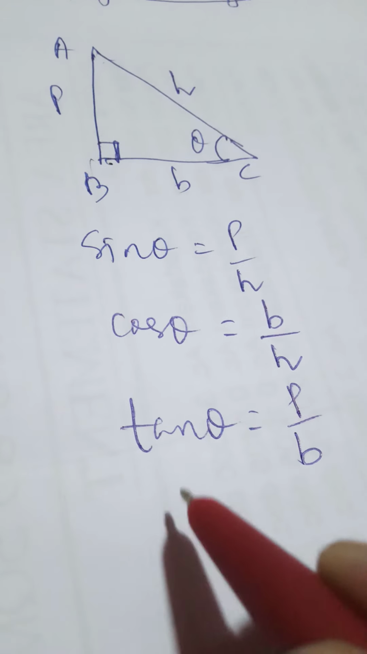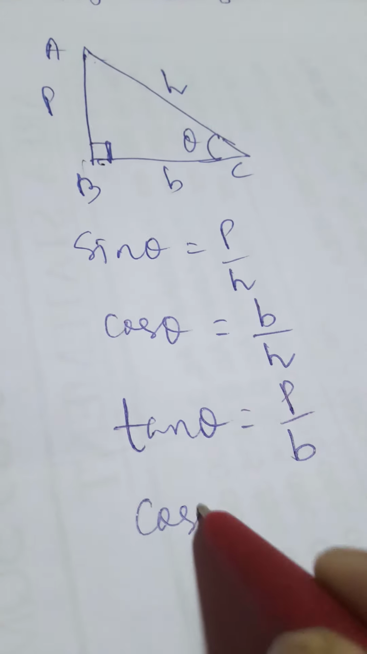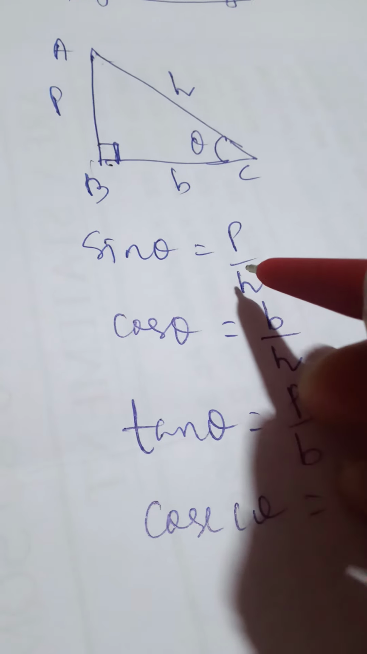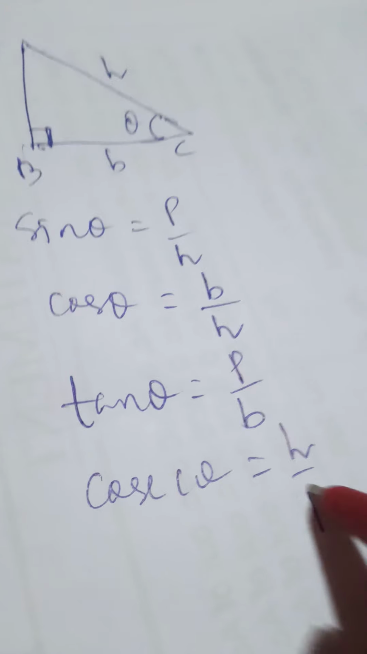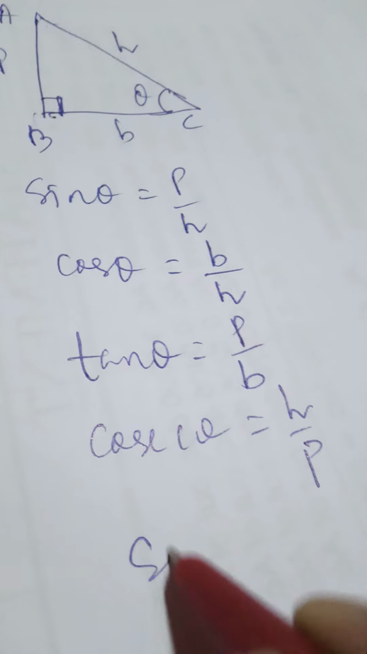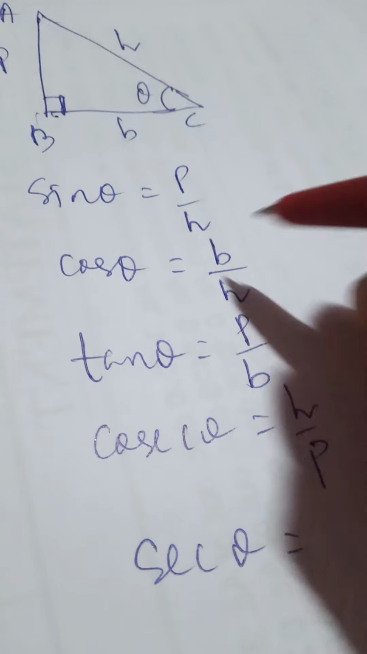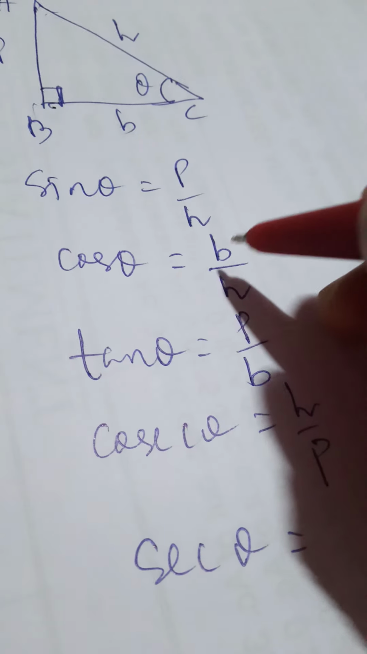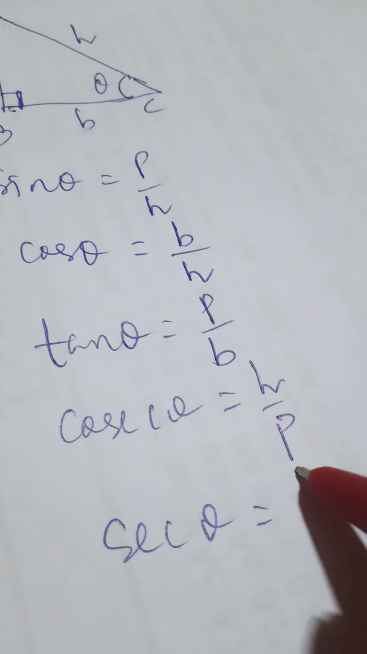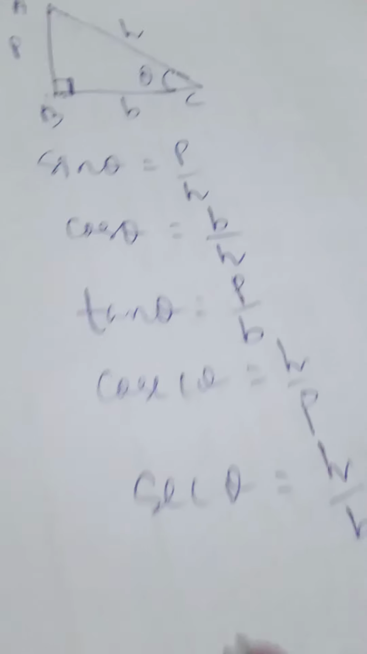Next three ratios, one is cosec theta. Cosec theta is just the opposite of sin theta. Sin theta is P by H, so we will take H by P as cosec theta. Next one is sec theta. Sec theta is just the opposite of cos theta, because both are reciprocals of each other. If cos theta is B by H, then sec theta will be H by B.